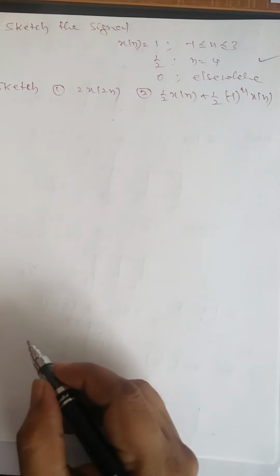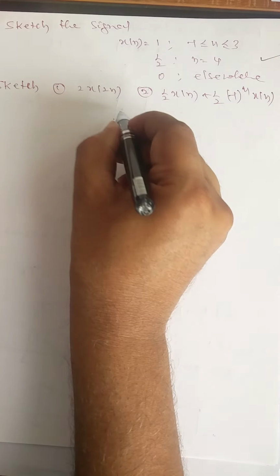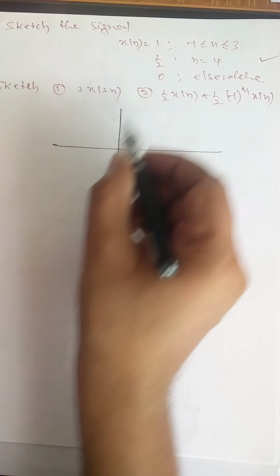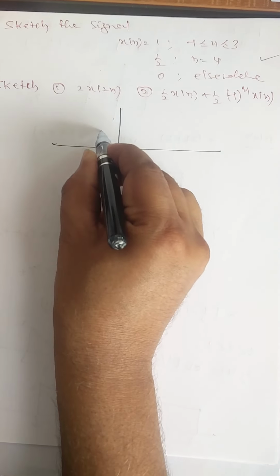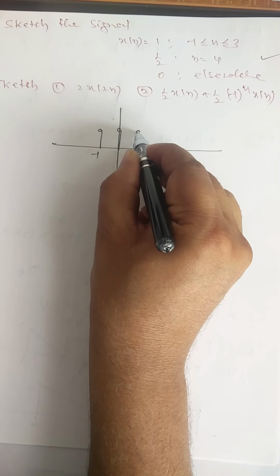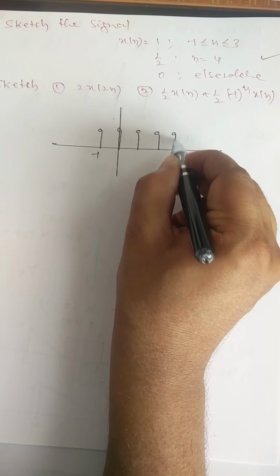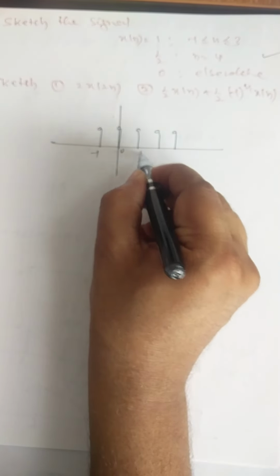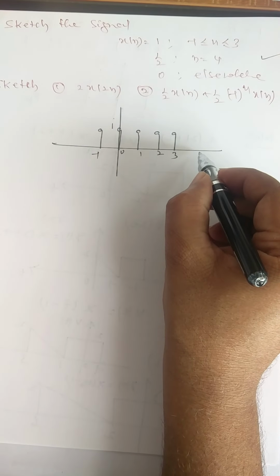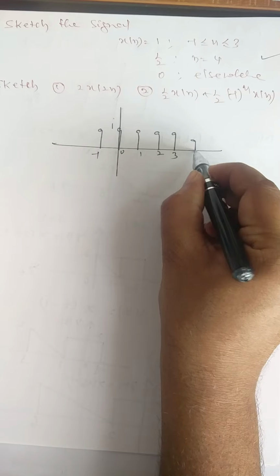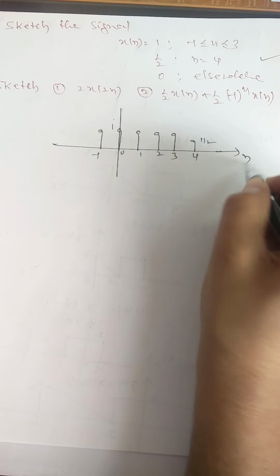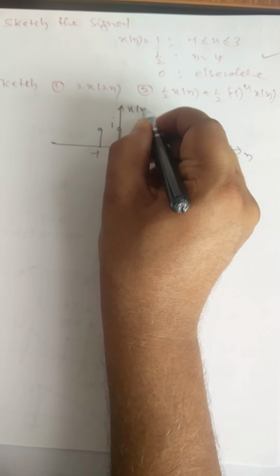First I should sketch this signal, x of n. It is given that its value is 1 from minus 1 to 3. At minus 1 its value is 1. At 0 its value is 1. At 1 its value is 1. At 2 its value is 1. At 3 its value is 1. At n is equal to 4, the value is plus 1 by 2. This is the given signal x of n.